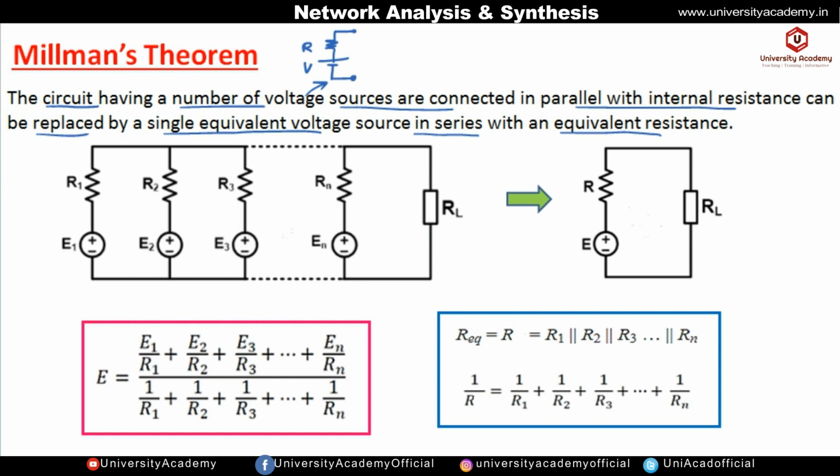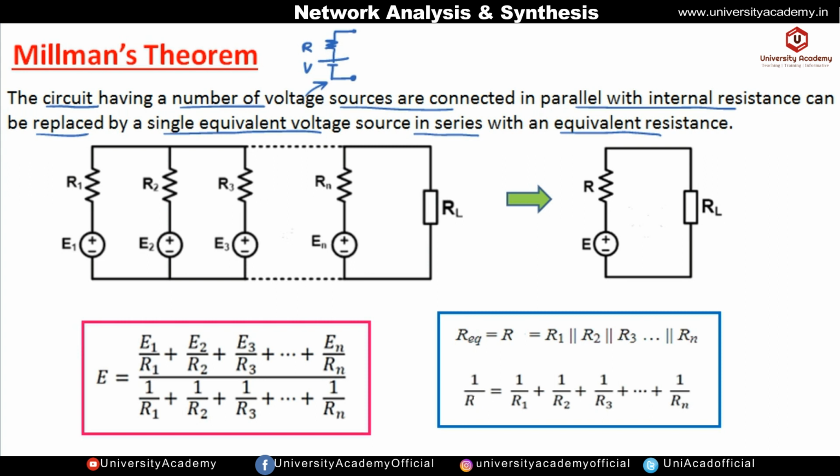So if multiple voltage sources are connected in parallel, then they can be replaced by a single equivalent voltage source. Suppose it is E, and it will be connected in series with the resistance R. Okay, and this is the load resistance. Now if we want to find the value of this voltage source E using Millman's theorem, then it is given by the formula.